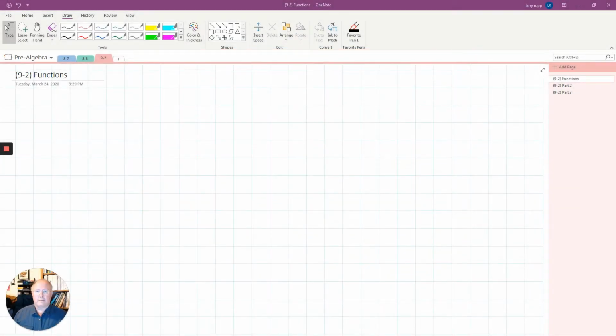Hello, this is 9-2, Pre-Algebra. The section is called Functions, so we'll be discussing functions today. Those of you who have had this before, bear with me because I'm going down into very basic function descriptions, because there are people in our class who have not had functions before. And this is a very important concept.